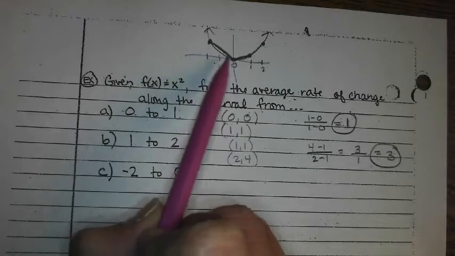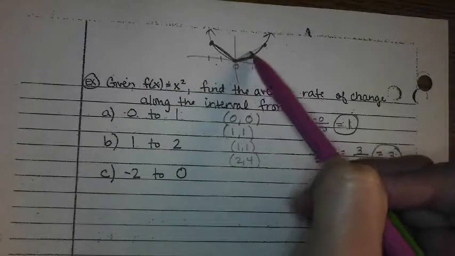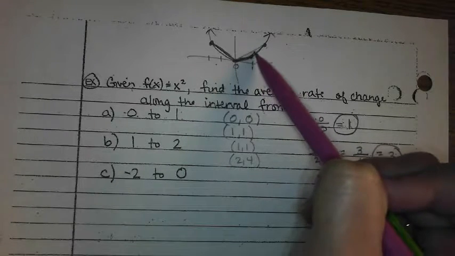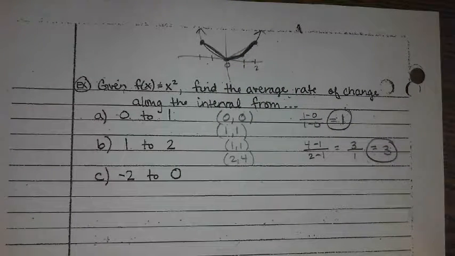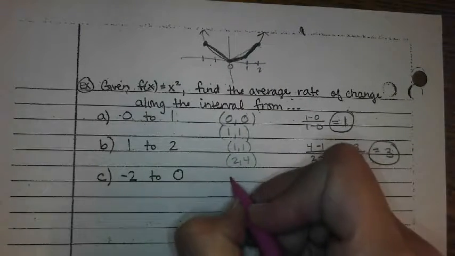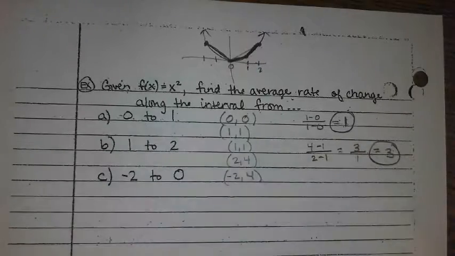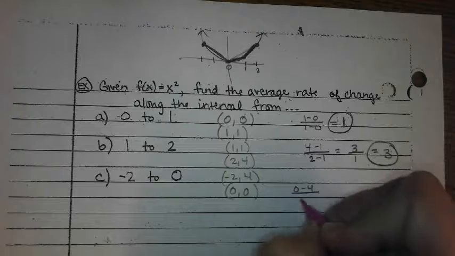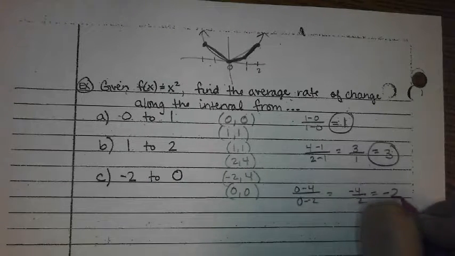Right, because these are symmetrical on either side, I'm actually just going to use 0 to 2 on the right-hand side. So it's steeper than this one, but not as steep as that one, so somewhere in between. Yes? But it's going to be the negative side of things. So we have negative 2, comma 4, and 0, 0. And then throw your slope formula in there. So we get negative 4 over 2, which is negative 2.